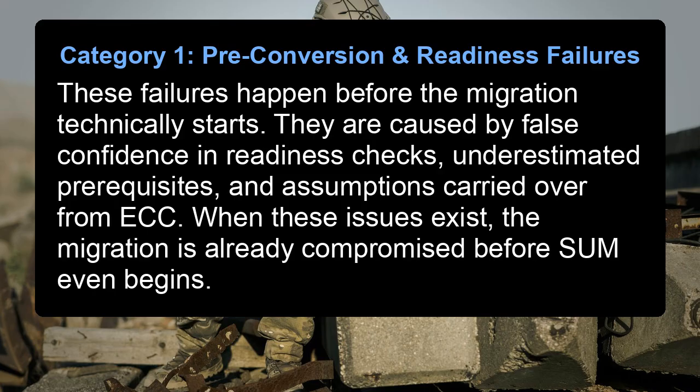Category 1, pre-conversion and readiness failures. These failures happen before the migration technically starts. They are caused by false confidence in readiness checks, underestimated prerequisites, and assumptions carried over from ECC. When these issues exist, the migration is already compromised before SUM even begins.